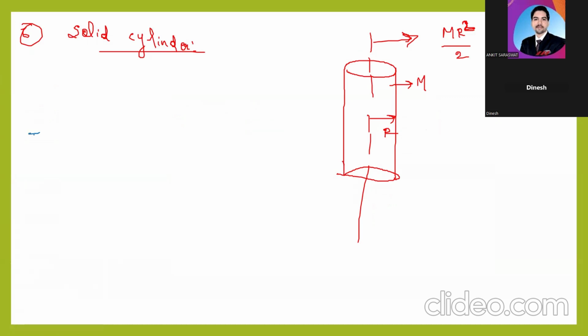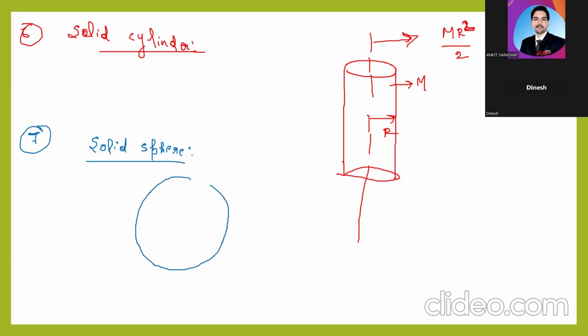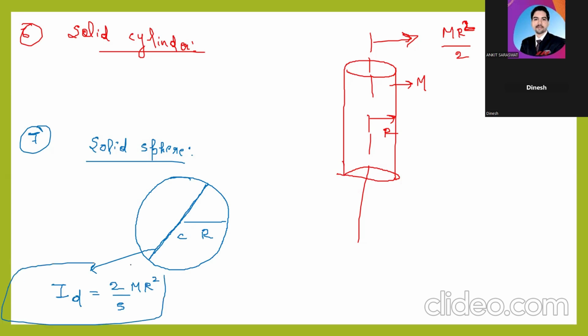Now, next is solid sphere. What is the moment of inertia of a solid sphere about its diameter? For example, this is the solid sphere. The center is C, radius is R. What is the moment of inertia about its diameter? This is the diameter. About this, the moment of inertia about the diameter is 2 by 5 mr square, if m is the mass of the solid sphere.